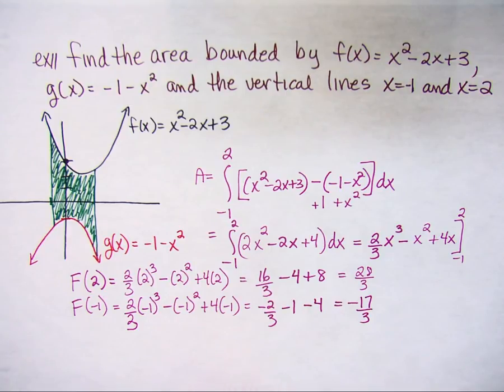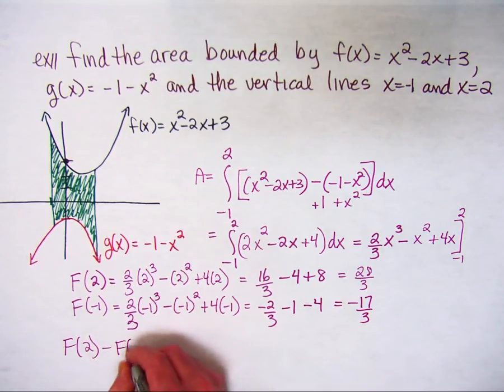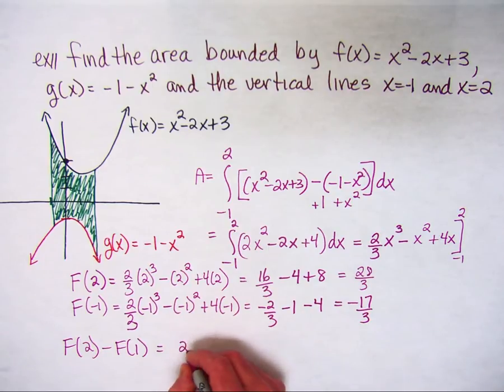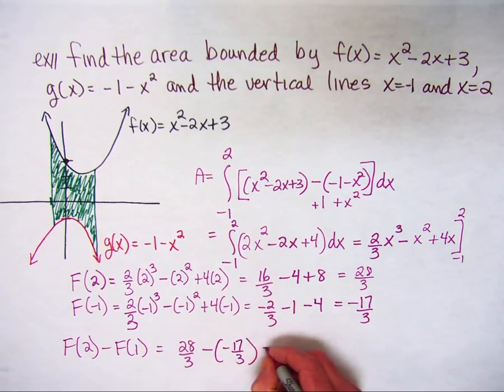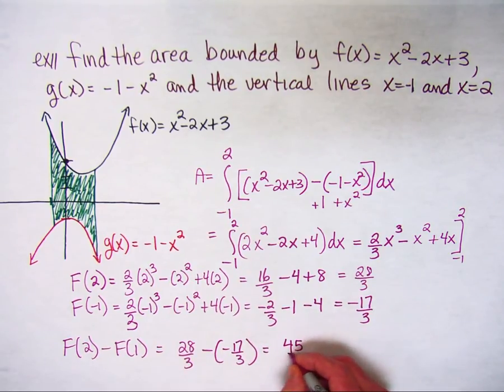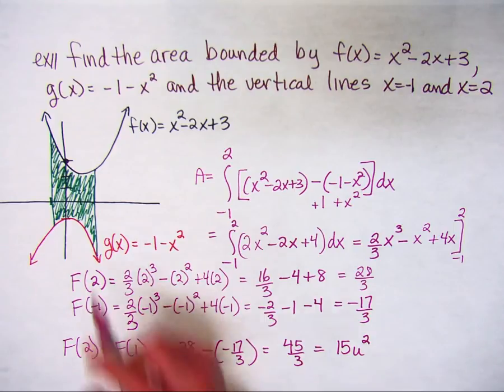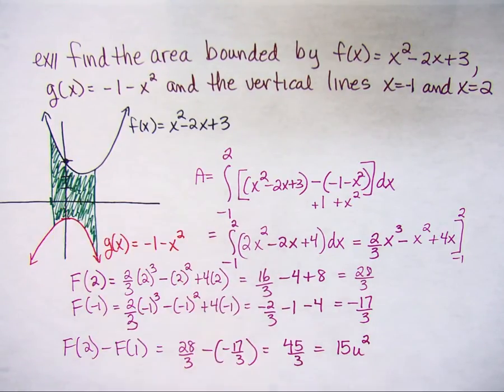So the area that we want is going to be F at 2 minus F at -1. It's going to be the definite integral that we're evaluating here, which would be 28/3 subtract -17/3, which works out to be 45/3, which is 15 units squared. So using this theorem, we're able to now expand our ability to find areas to more than just a function and a horizontal line, but now the area between two functions.